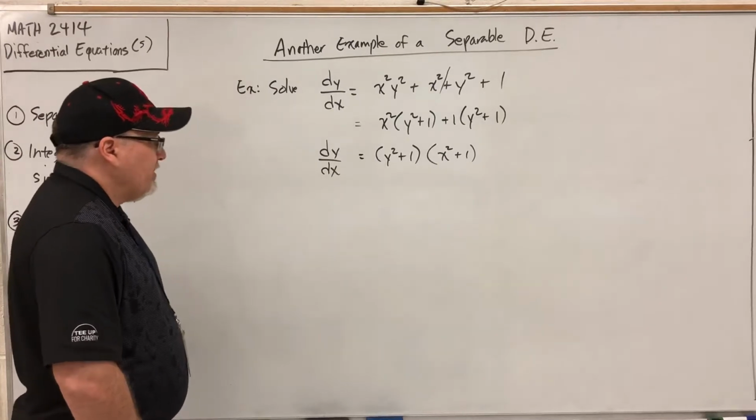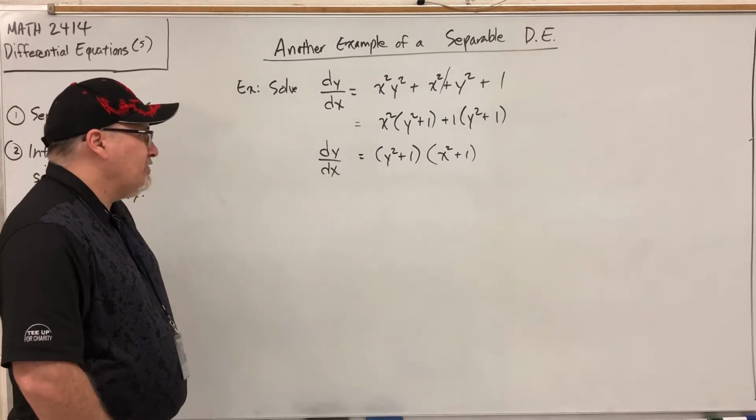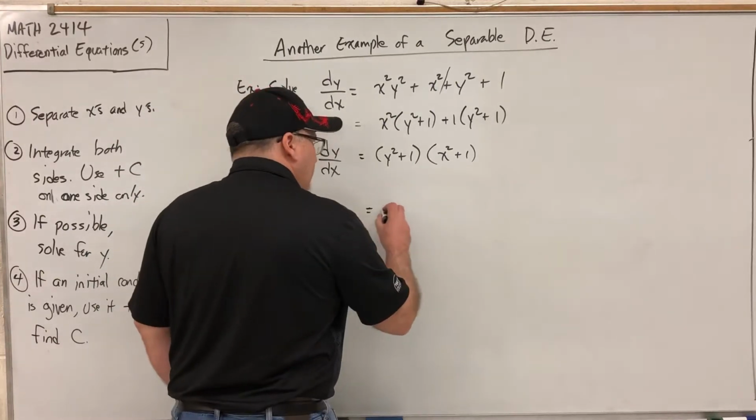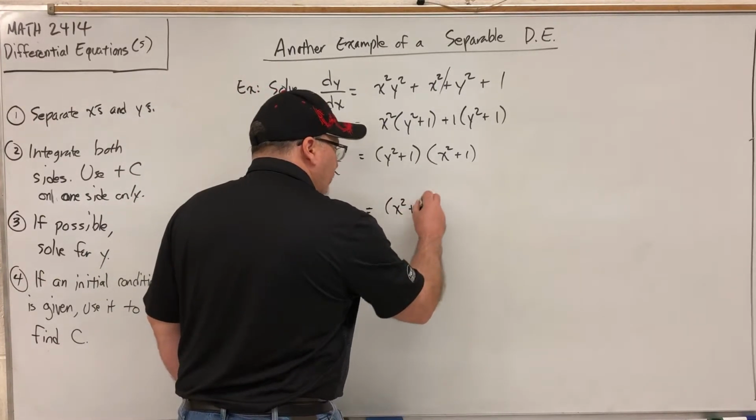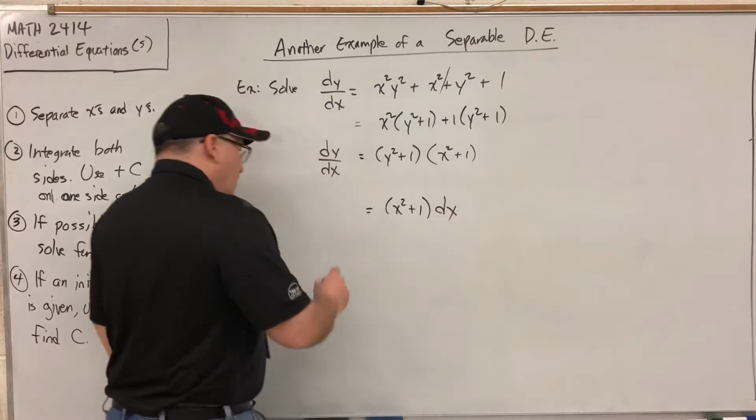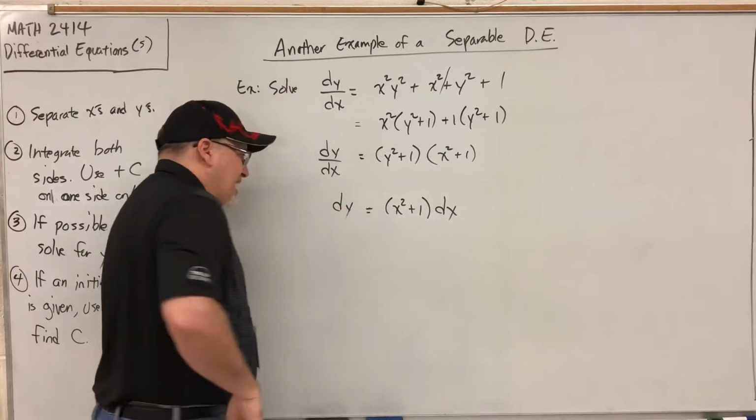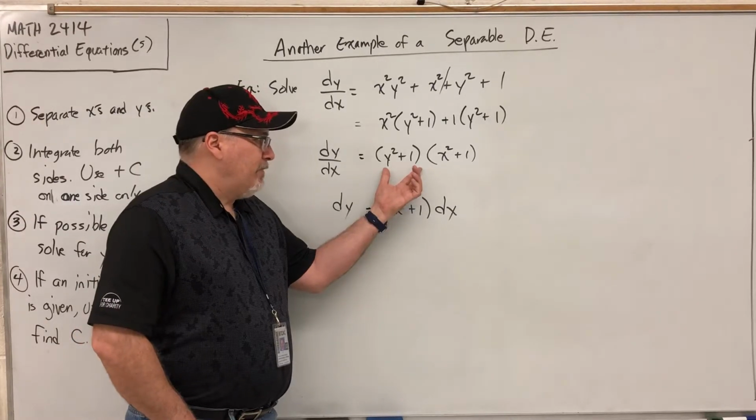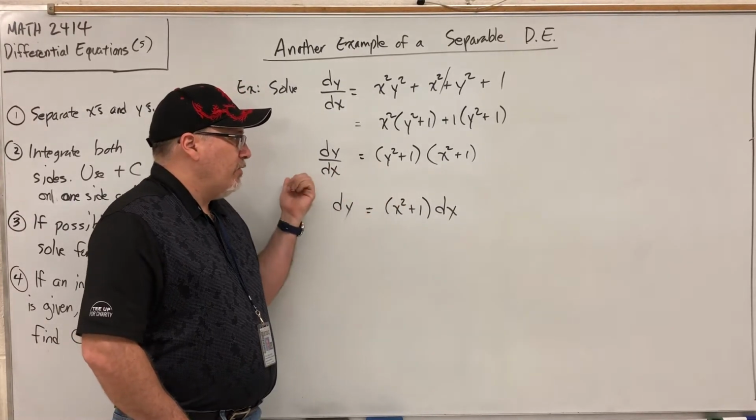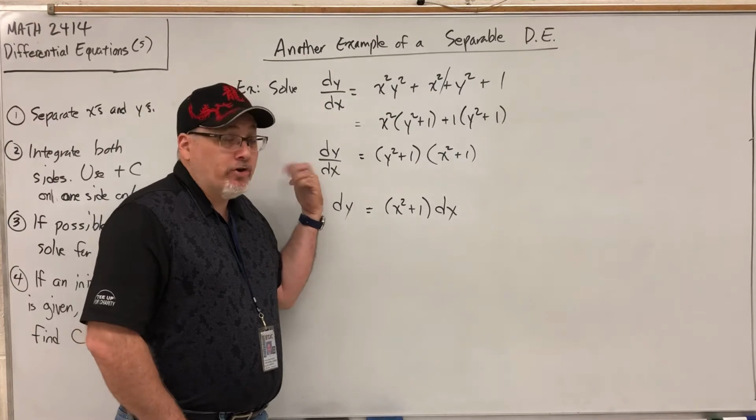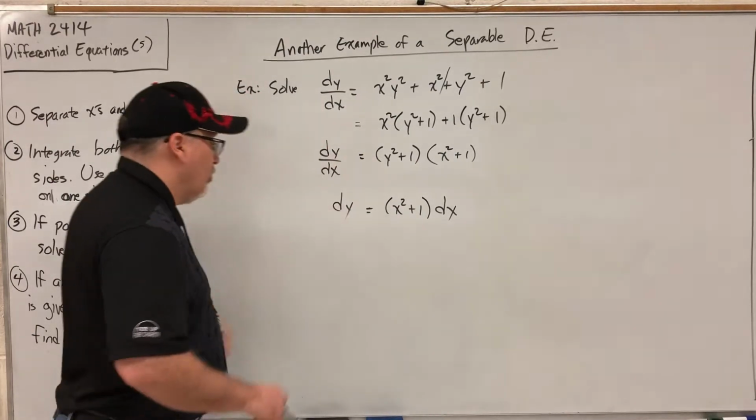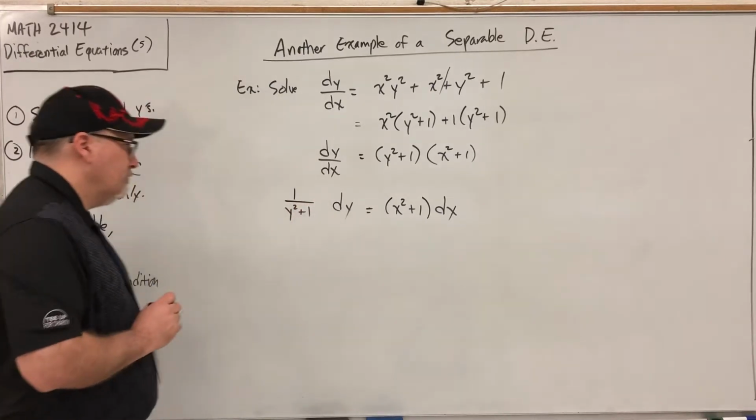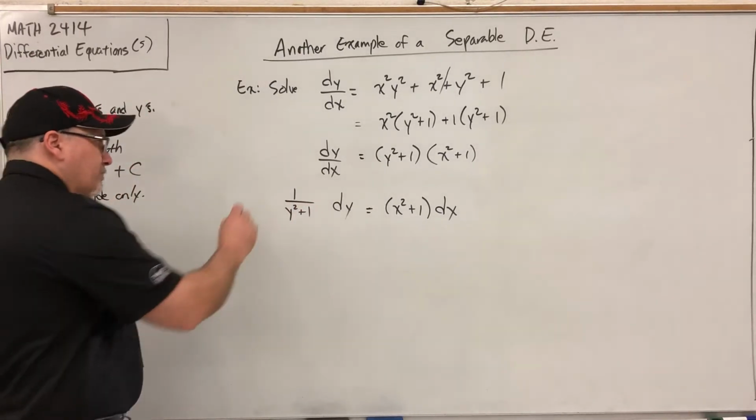And now we separate by getting all the y terms on the left and all the x terms on the right. If we multiply both sides by dx, we would get x squared plus 1 dx on the right. But what about what's going to happen on the left? Well, since the function of y is multiplied on the right, to move it to the left, we would have to divide both sides, or equivalently multiply by its reciprocal, and get 1 over y squared plus 1. And then we integrate.